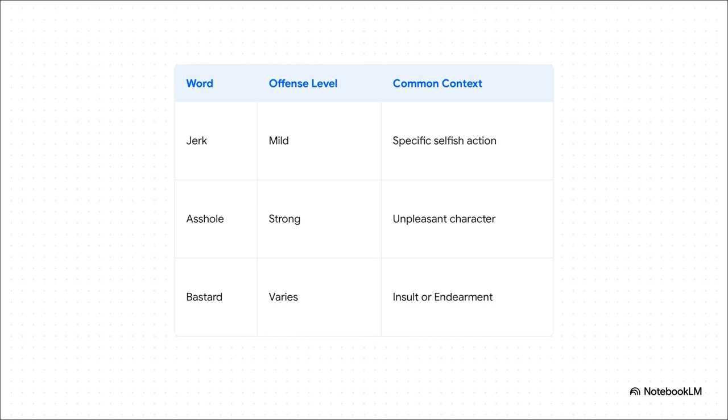Just look at this table. We might call someone a jerk for a specific, selfish thing they did, like cutting in line. It's a pretty mild offense. But calling someone an asshole? That's a lot stronger. That's an insult about their entire, fundamentally unpleasant character.